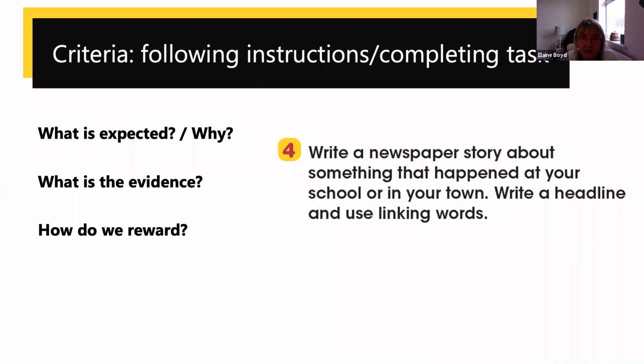What is expected here? It's expected in this particular example that you will write a story, that it's about something that happened, that you've got to use a headline and link words. And what is the evidence? The evidence might be, how much core information did they include in this story? Because that's what we're looking for. Or in a story, did it have a beginning, middle, and end? Is that how we know it's a story?